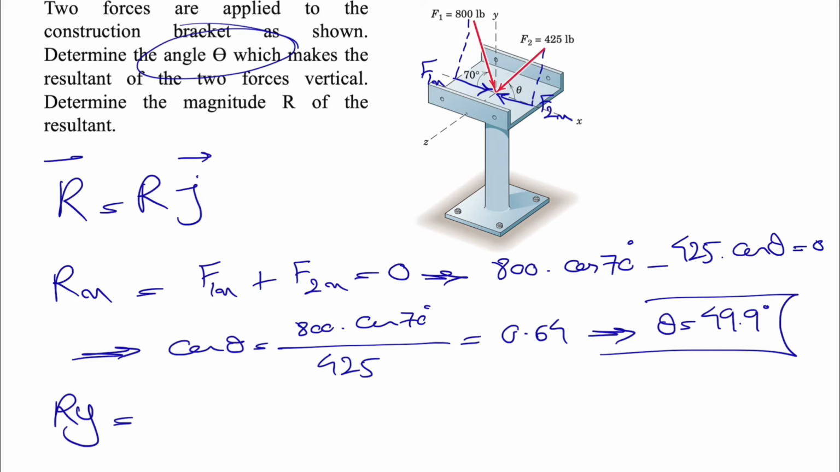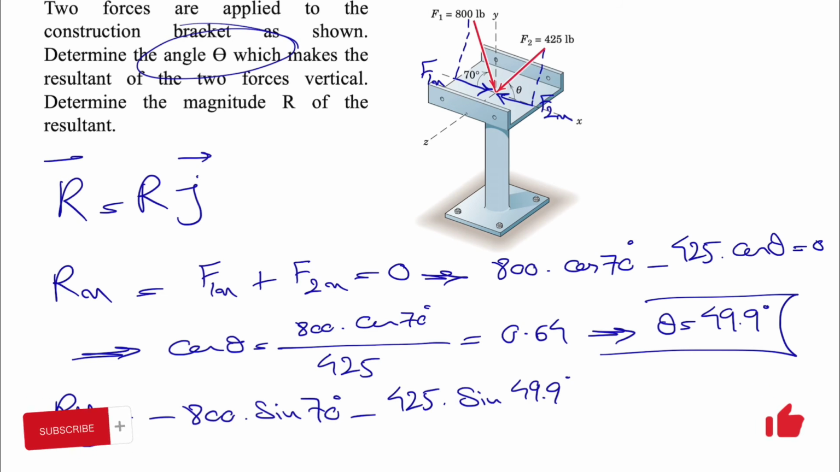So that was the first part of the question, where we needed to find the angle theta, and in the second part we have to find the magnitude of R. So we'll have Rx and Ry, and for Ry, this time both of the forces are in the opposite direction of y, so we'll have minus 800 times sine of 70 degrees minus the y component of F2, which will be 425 times sine of theta, which we know is 49.9 degrees.